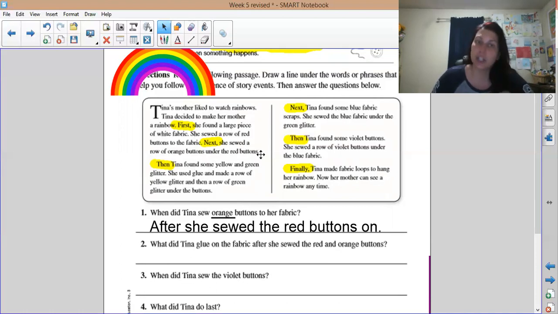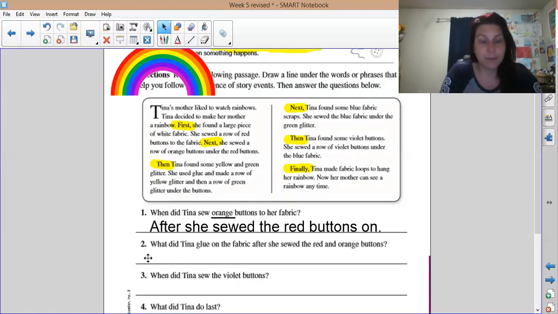Now she's switching from buttons to another material or texture. She's being very creative. She's using many different things. So what did she glue on the fabric afterwards? Let's look at this paragraph next to then. Then Tina found some yellow and green glitter. She used glue and made a row of yellow glitter and then a row of green glitter under the buttons. So the first 2 rows are colored buttons. The next 2 rows in her rainbow are colored glitter.